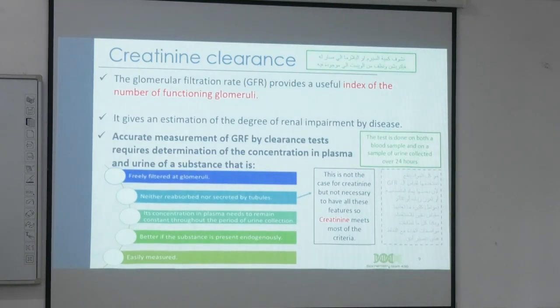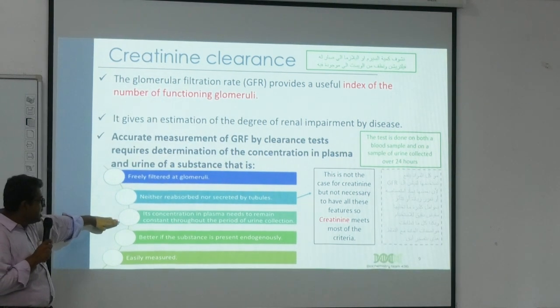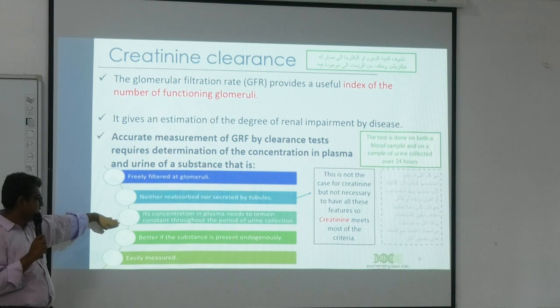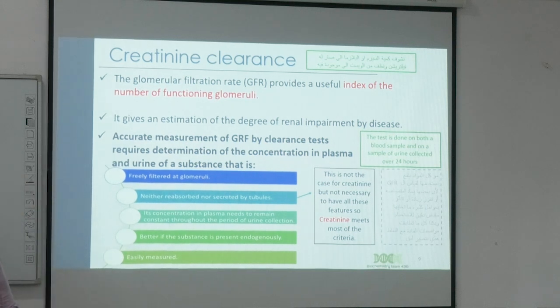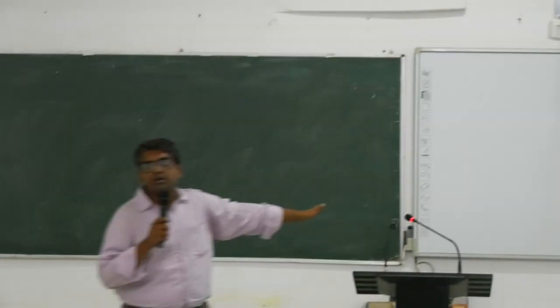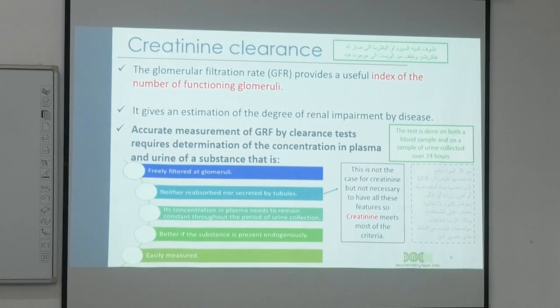It is freely filtered in the glomerulus. It is neither reabsorbed nor secreted by the tubules. Its concentration in the plasma needs to remain constant throughout the urine collection. Okay? And it is easily measurable. That is why in your basic practical biochemistry, after glucose, we start with creatinine analysis. In practical examination, we have been taught the proper formula. Now you must learn, and you must perform this each and every day.